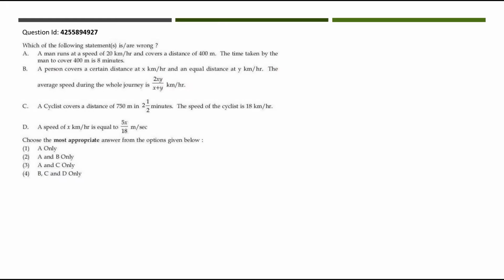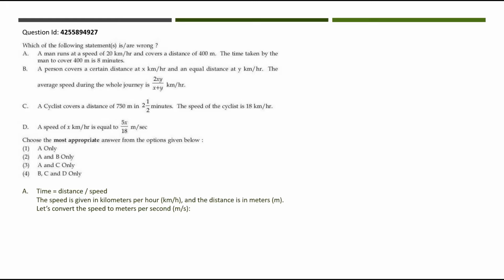Next question, which of the following statements are wrong? So these are actually 4 different problems given to us. So let's start working on it. Let's start with A. A man runs at a speed of 20 km per hour and covers a distance of 400 meter. They say the time taken by the man to cover this 400 meter distance is 8 minutes. So let's first understand how to find time from the given speed and distance. Time is equal to distance divided by speed. The speed is given in kilometer per hour, but the distance is given in meter. So we have to bring them to the same units first.